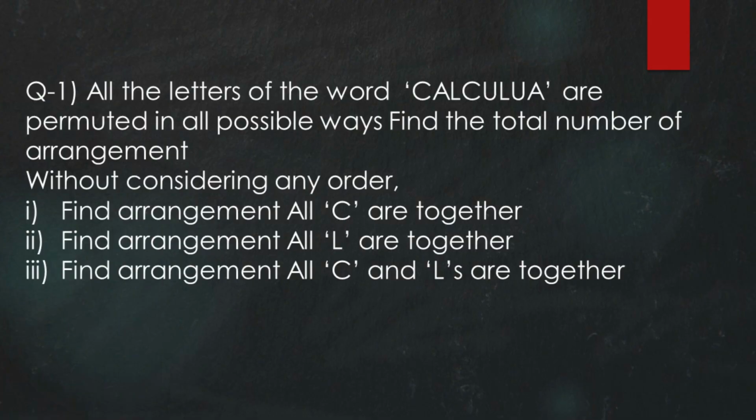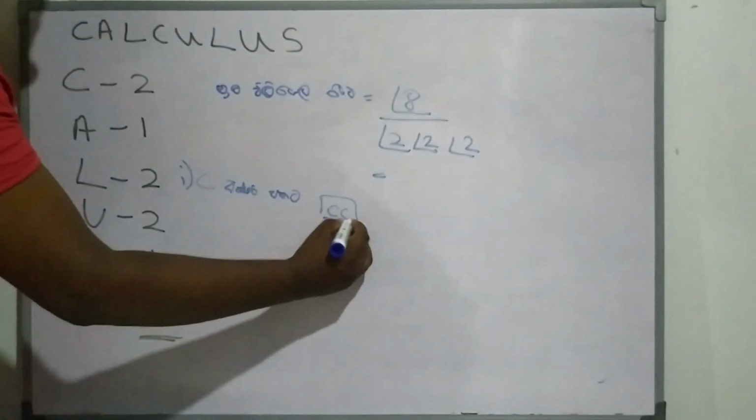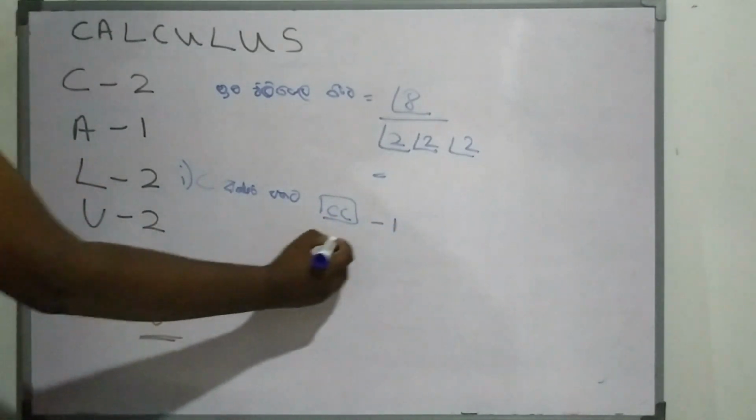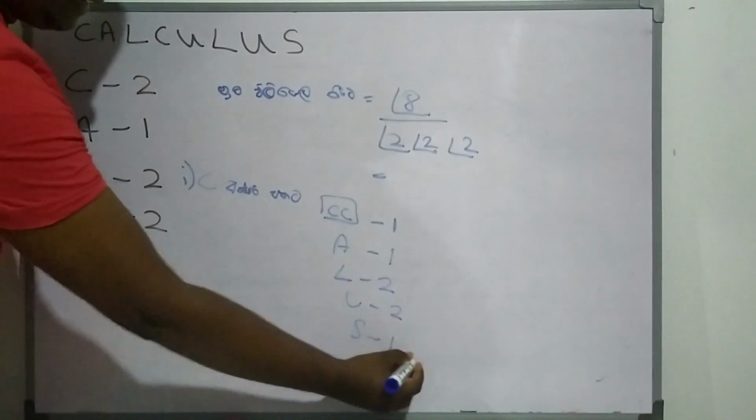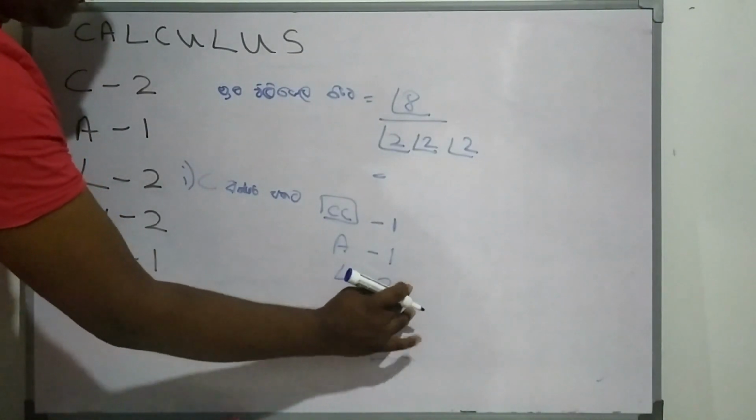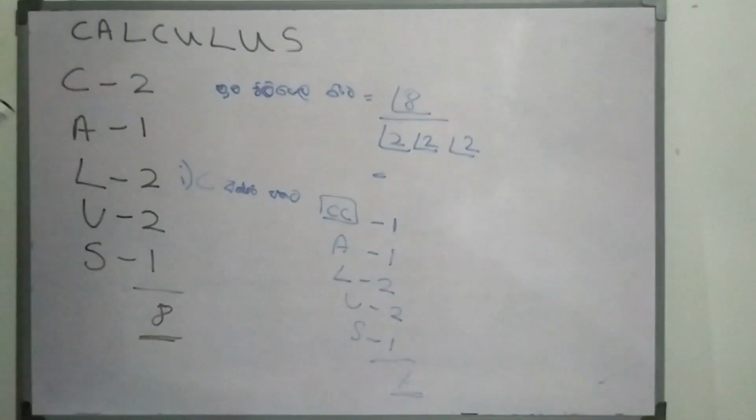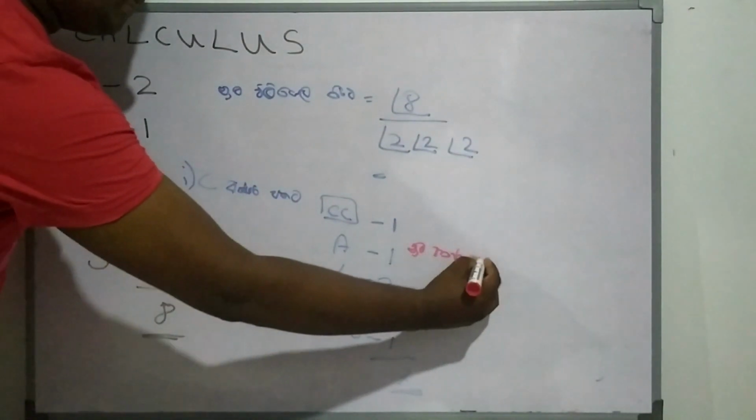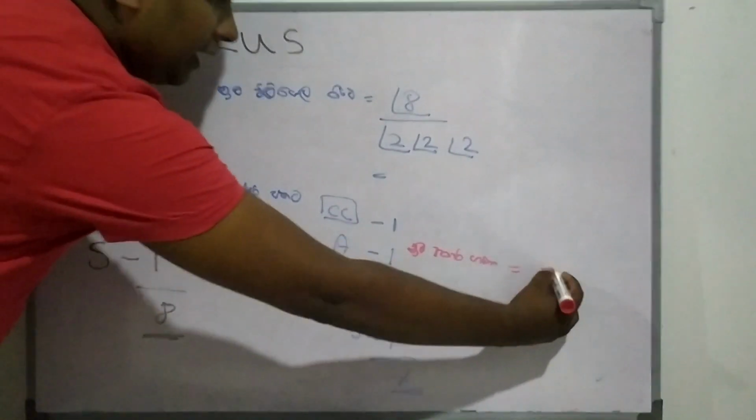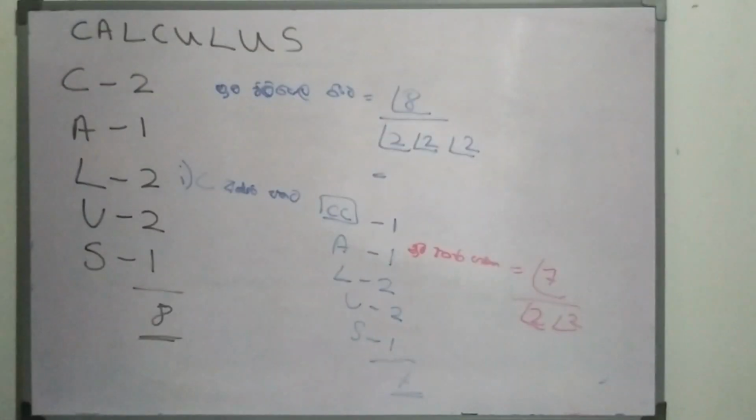The next row number: find the arrangement where all C's are together. Both C's are considered as one letter, with A1, L2, U2, S1. Together it's 7. The C's are considered as one bundle, and the factorial is 7. Total arrangement is factorial 7 divided by 2 factorial, 2 factorial, because L and U have 2 each.